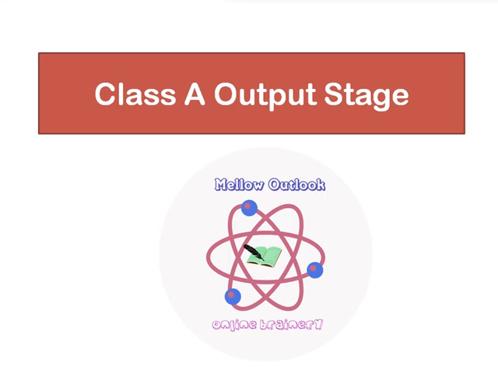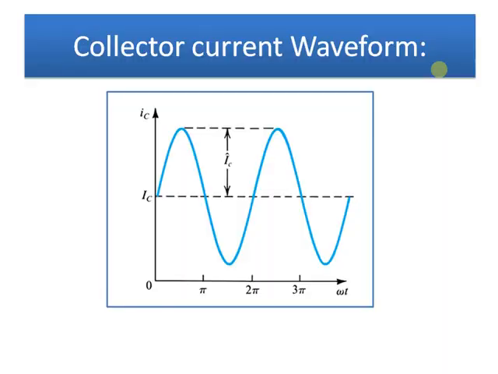Welcome to the tutorial on Class A output stage. A power amplifier is an amplifier with a high power output stage, and in the design of the output stage we prefer the BJTs over the MOSFETs as they can handle much larger currents. So the type of the output stage that we are looking into is a Class A.